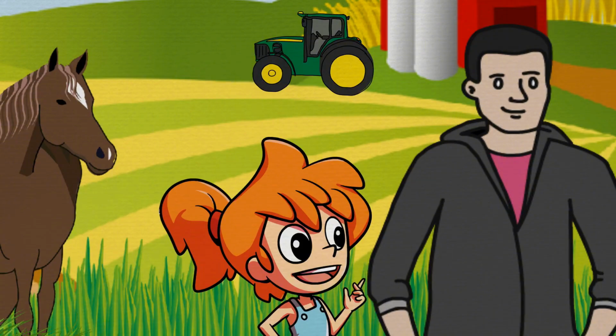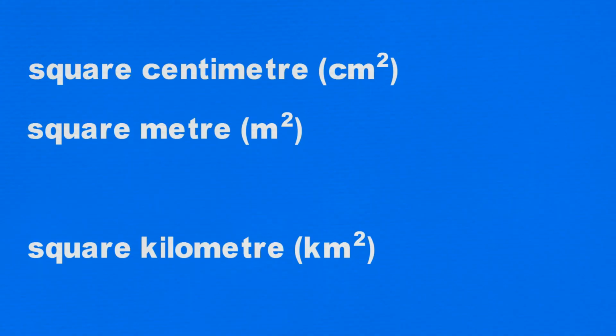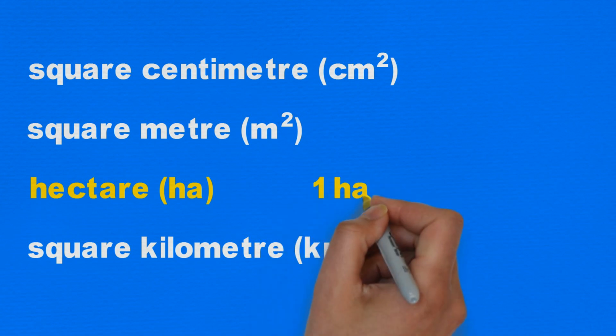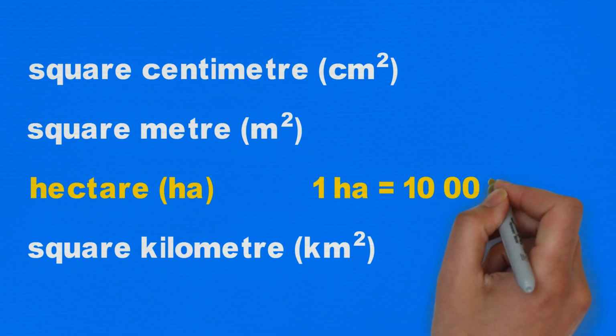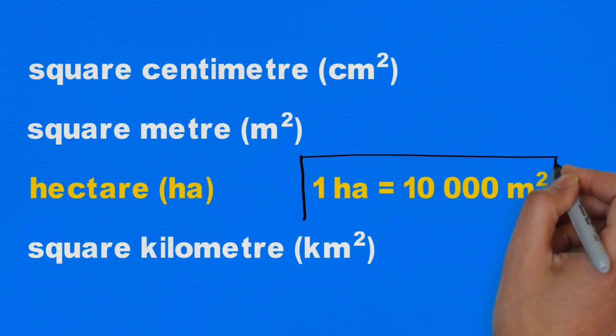This farm of Max, though, is not that huge, so we use a unit of area that is between the square metre and the square kilometre, called the hectare, HA for short. 1 hectare equals 10,000 square metres.